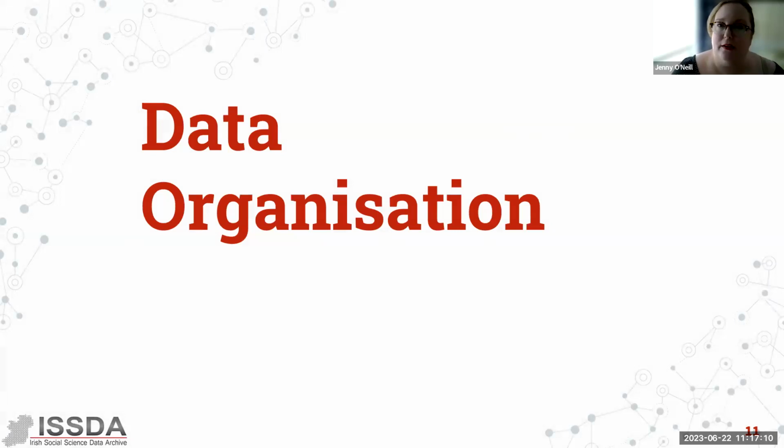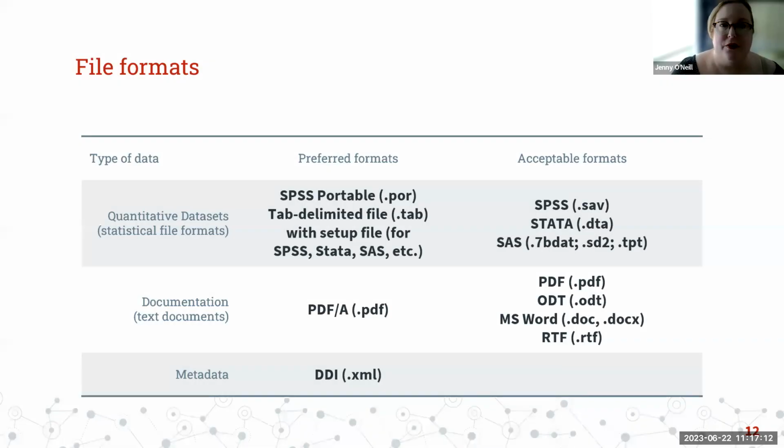So looking at data organization a little bit, the first thing we want to think about, particularly within the social sciences, is file formats. We want to make sure that the file formats are open, non-proprietary file formats where possible. Most archives and repositories will give a list of preferred formats, which are the formats that they really prefer that you use, and acceptable formats. So even if you don't plan on making your data available through these archives or repositories, they can still support you in understanding best practice.